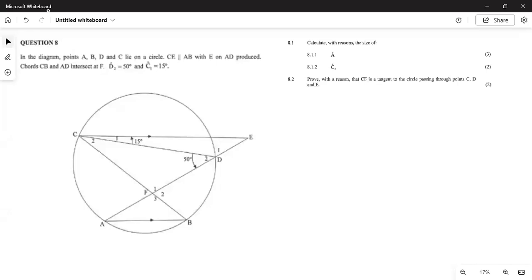In the diagram, points A, B, D, and C lie on the circle. CE is parallel to AB with E on the AD produced. Chords CB and AD intersect at F, and D2 is given as 50 degrees and C1 is given as 15 degrees. First question wants us to calculate A.